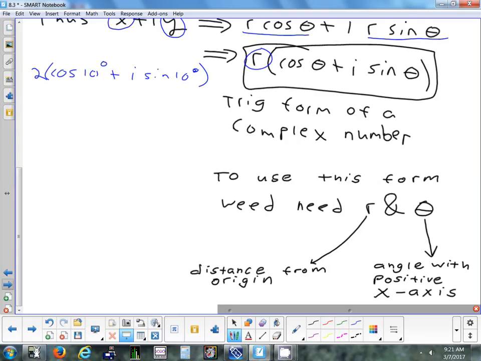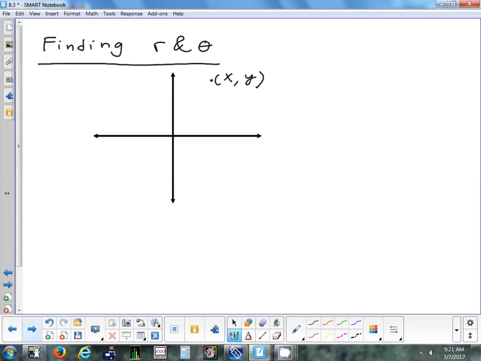No? Okay, so let's start off with r. That's the easier one. All right, so let's say that's a point that they give me. Pretend that that's a complex number, and we've graphed it, and I want to convert it to polar. That's the first thing I need to find. That's r, the distance from that point to the origin.